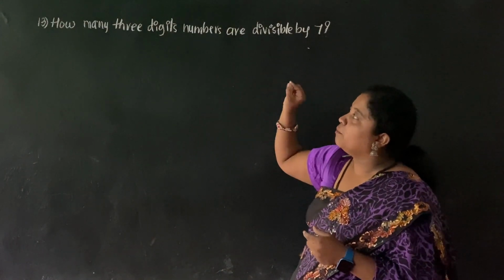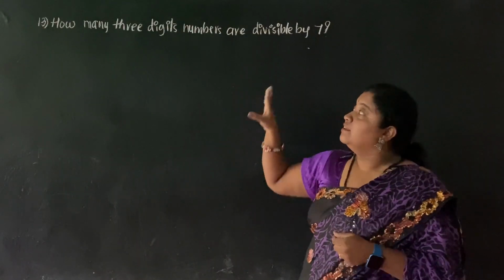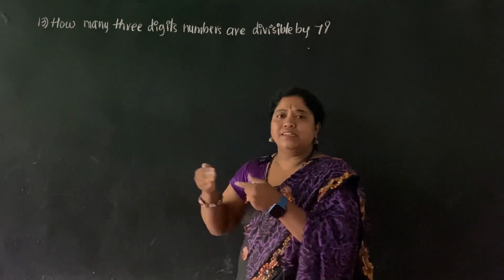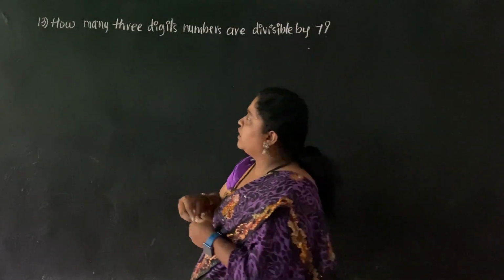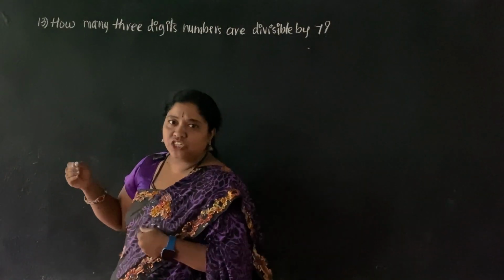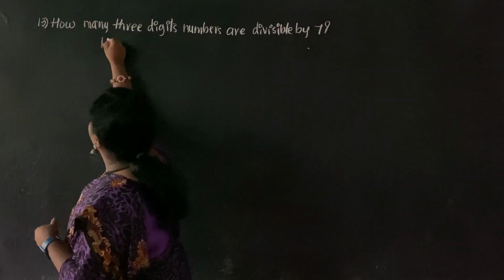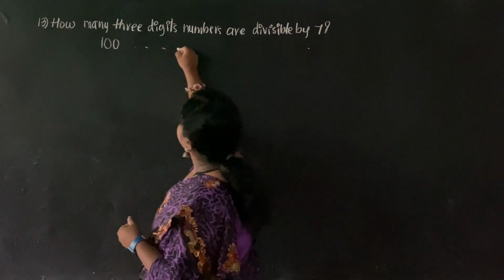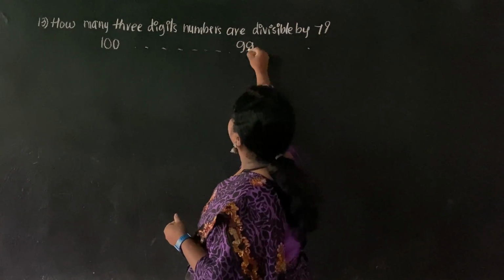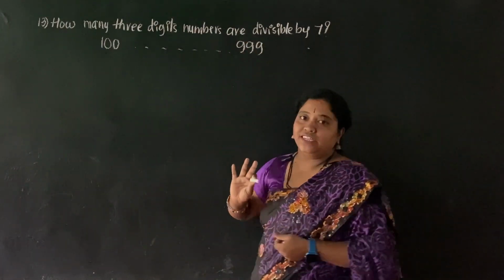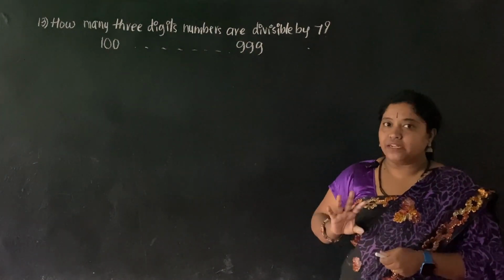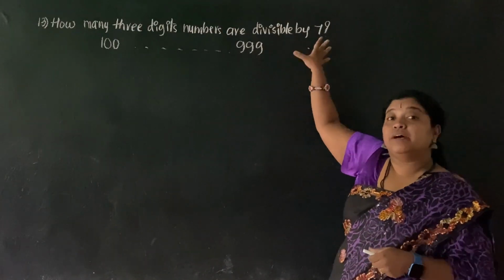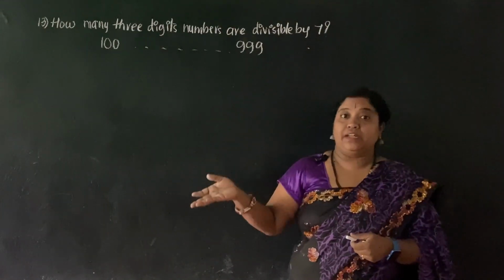Okay, so how many 3 digit numbers are divisible by 7? First we list out the 3 digit numbers here. So what is the first initial 3 digit number that we have? Our 3 digit numbers start from 100 and end at 999. This is the range of 3 digit numbers that we'll be having. Fine. But now the question is, how many 3 digit numbers are divisible by 7?